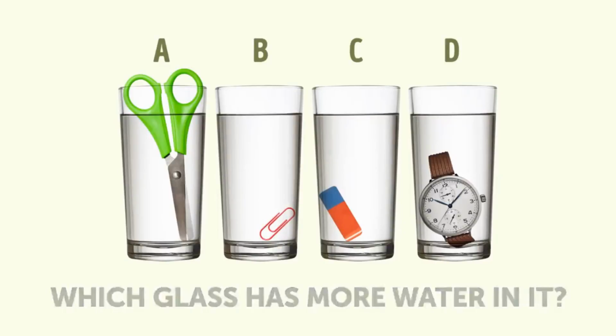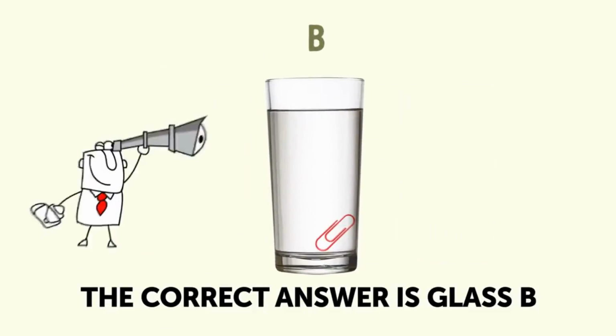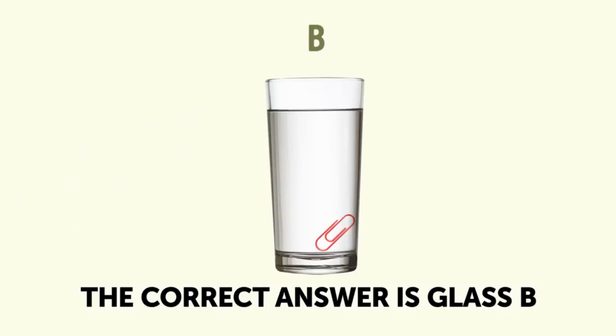The correct answer is glass B. The scissors, paperclip, eraser, and watch are in there for a reason. Compared to the other objects, the paperclip takes up the least amount of space. If you take all the things out of the glasses, you'll see that glass B has more water.